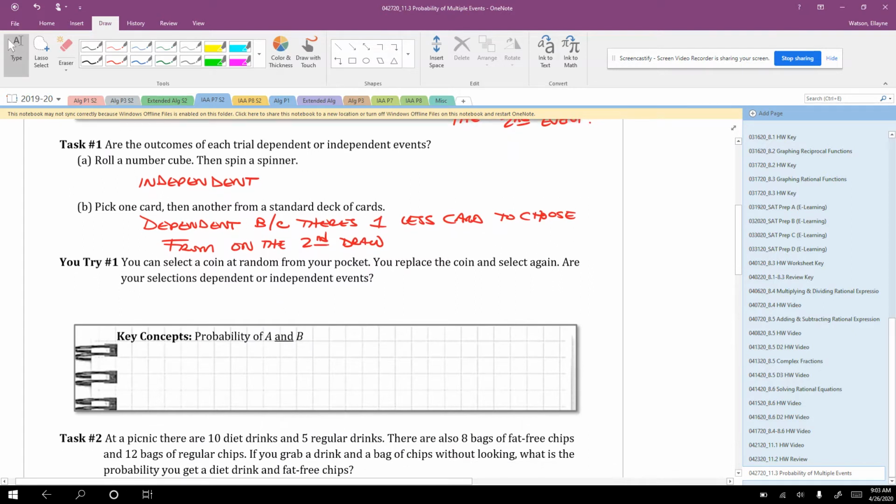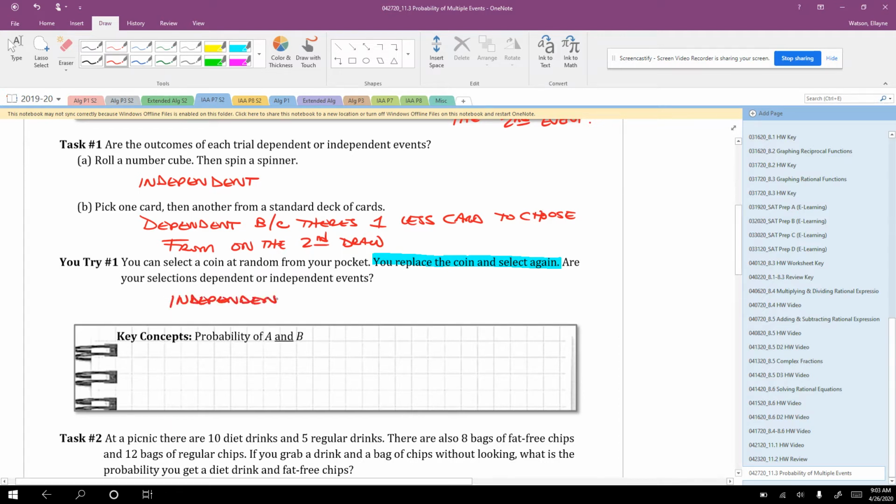Okay, so you select a coin at random from your pocket. You look at it, you think, great. Now you replace the coin and select again. So this is super important right here. You replace the coin and select again. So you put it back in your pocket. Are your selections dependent or independent? Because you put the coin back in your pocket, this is now independent.